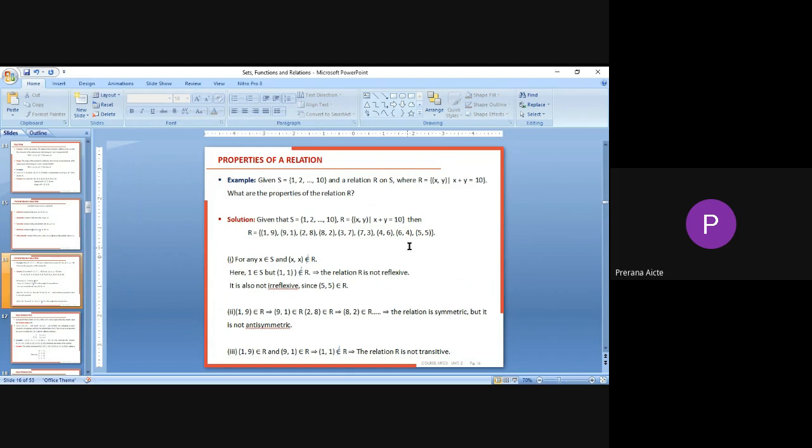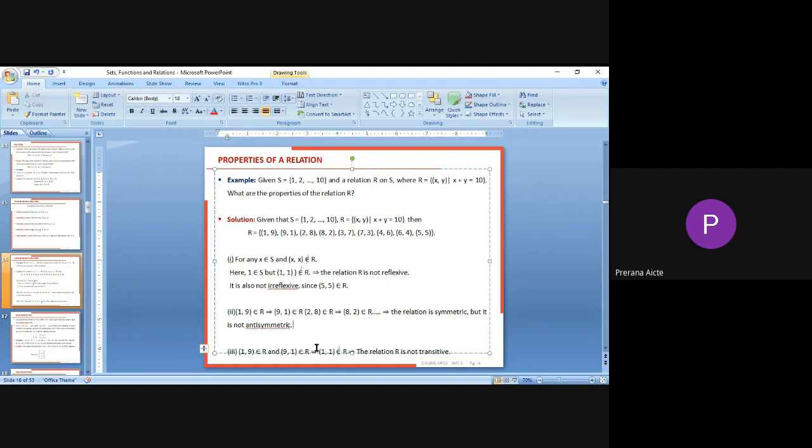Coming to the irreflexive property, it is also not following. Why? Because (1, 1), (2, 2), (3, 3) up to (10, 10) should not be contained in the relation, but here we have (5, 5). So both reflexive and irreflexive properties are not followed. Coming to antisymmetric, suppose (1, 9) belongs to R and (9, 1) belongs to R. If both belong to R, then 1 should be equal to 9, but practically that is not possible, so it is also not following the antisymmetric property.